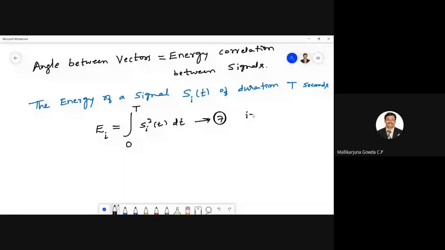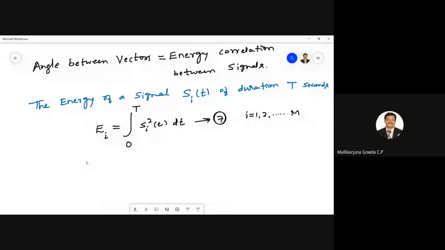Being telecom, you should know how to find energy and power. Here the value of i can vary from 1 to M. So E_i is equal to the integral from 0 to T of s_i squared of t into dt, which is the definition of finding the energy of the signal. This is the definition of the energy of a signal, right?